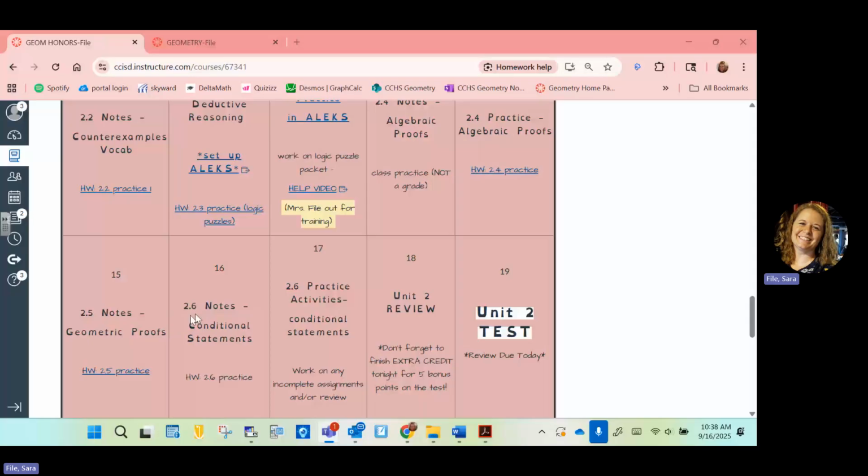Tuesday, we're looking at 2.6, and we're going to talk about conditional statements. There is more than just conditional statements to it. We're also going to talk about symbolism and logic symbols. So we're going to do those notes today. The practice is going to be in Alex, because again, Delta Math really doesn't have much on it.